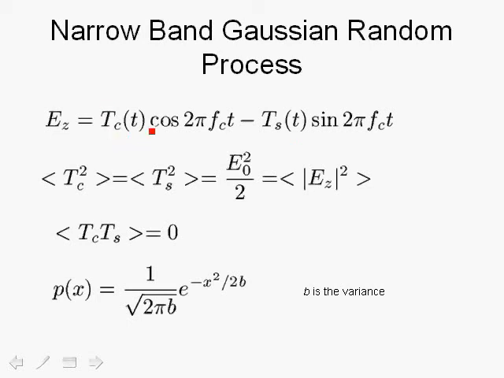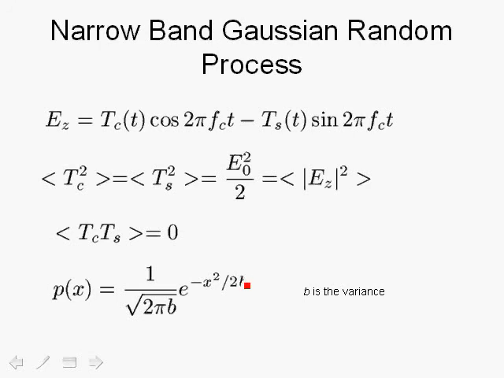The random processes T sub c of t and T sub s of t are both normal Gaussian random variables, and their probability density function is expressed by the following expression here, which is your well-known normal distribution with zero mean, and b is the variance.